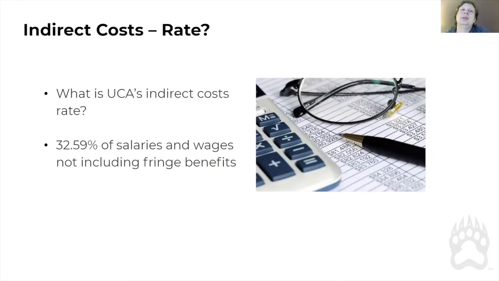What is UCA's indirect cost rate? The rate is 32.59% of salaries and wages, not including fringe benefits, which is the rate negotiated between UCA and the federal government. For projects with little to no salary cost, the indirect cost amount would be very small or even zero.